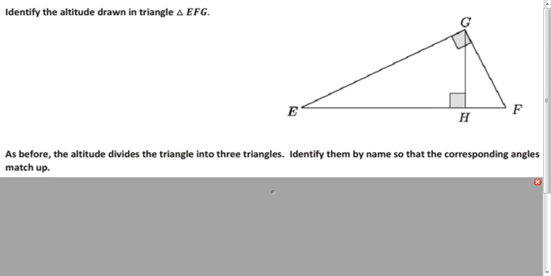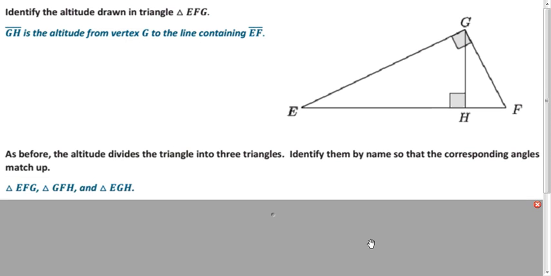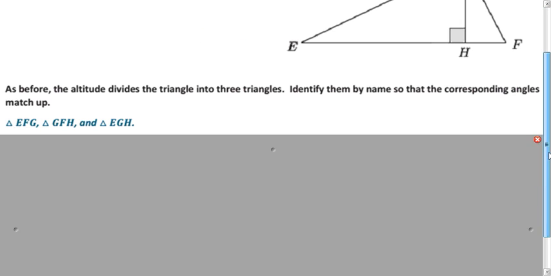Same idea here. What's the altitude in this diagram of triangle EFG? The altitude is GH. And what are the 3 similar triangles, keeping the corresponding angles in order? A few correct ways to do this. Here's one, EFG, GFH, and EGH. So in each one, we're going from the small angle to the medium angle to the right angle.